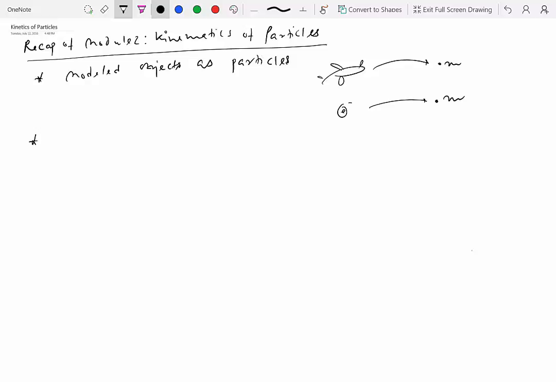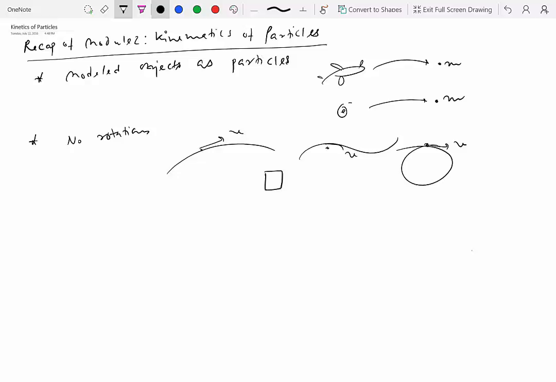What resulted from that was that particles could not have rotation. So we'll call it no rotations. What that means is that they were not allowed to change their orientation, because if you don't have a shape or a size, there cannot be a change in orientation. That is not to say that the particles could not move along circular paths or curved paths. So they could do this, and we know that velocities would be tangent to the path, but they were not allowed to change their orientation, as would be the case for an object which has shape or size.